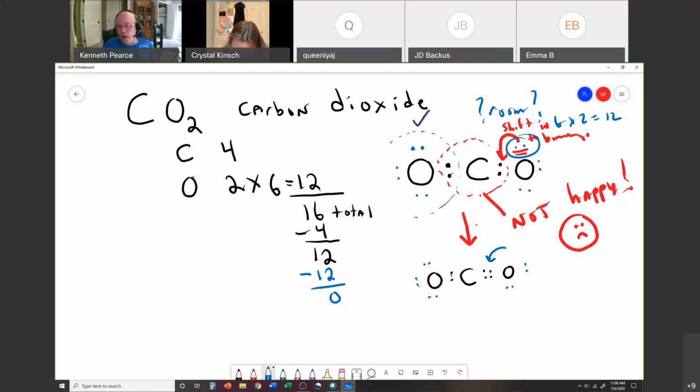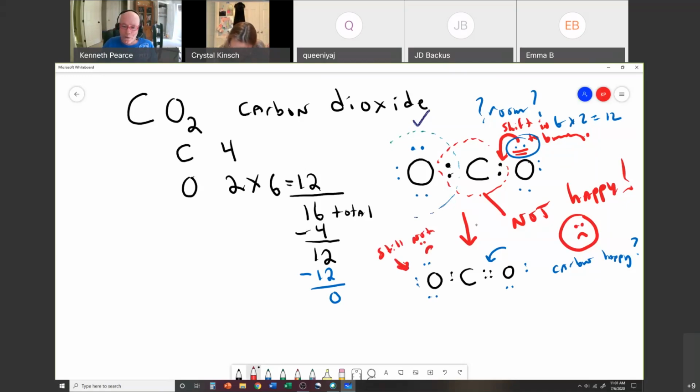Now let's check again. Is it happy? So is carbon happy? Now I haven't done anything to the oxygens if you think about it. Since the pair never left the oxygen, it's still on the oxygen, so the oxygen still has 8. However, the carbon now has 6, so carbon's still not happy.